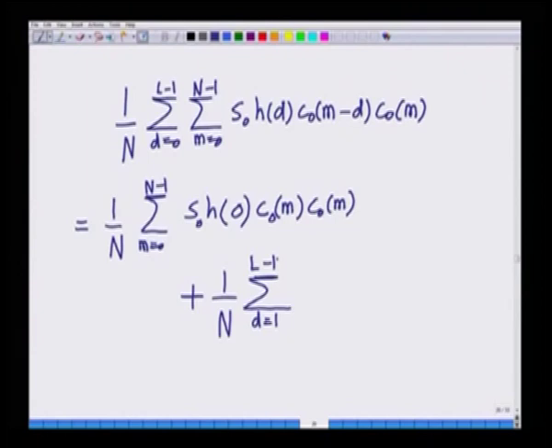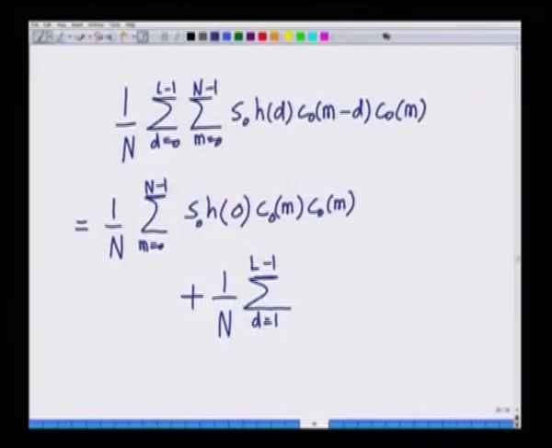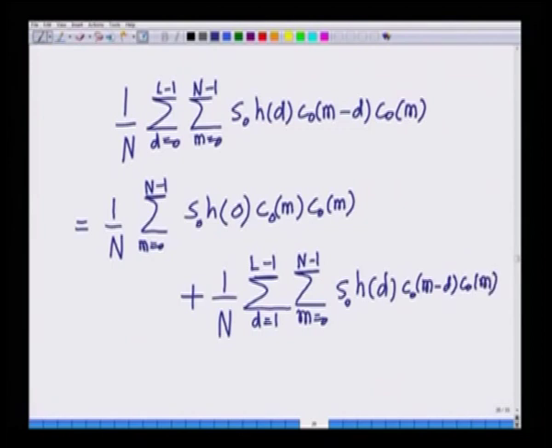Remember, I have removed the 0th path, so this is only for the remaining values of d. Remember, d is really the path index, summation over m equals 0 to n minus 1 S0 h of d C0 of m minus d C0 of m.